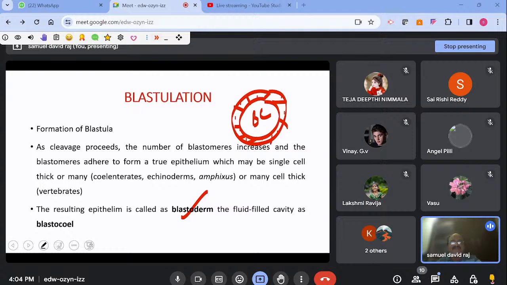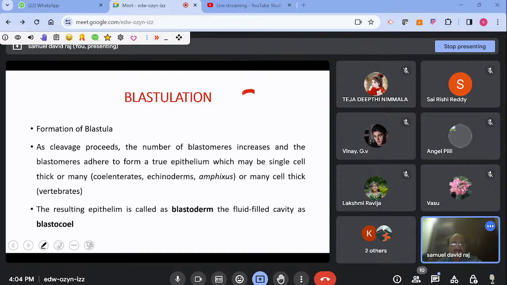And this layer is said to be single cell thick in case of coelenterates, echinoderms, and amphioxus, whereas in case of vertebrates, the blastoderm is multi-layered. That is the main difference we have to observe. In case of coelenterates, echinoderms, and amphioxus, the blastoderm is single cell thick, or even some many cell thick, but in case of vertebrates, it is completely a many cell thick layer, leaving a space inside called blastocoel.